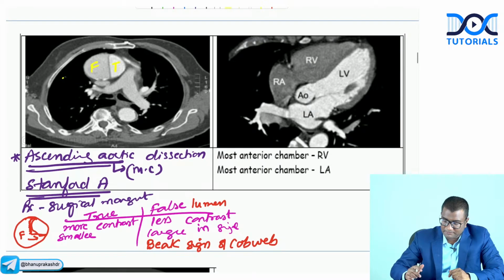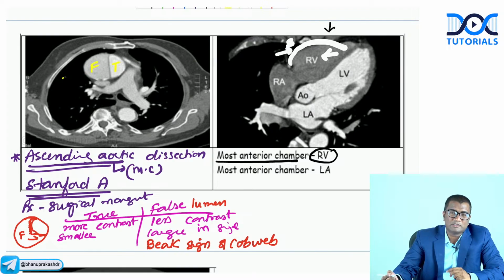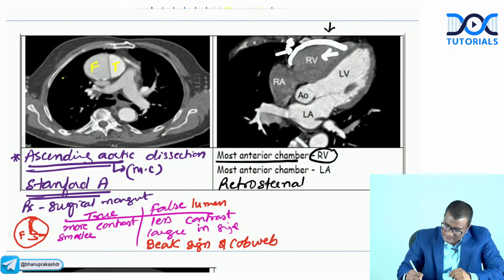Now let's come to the next image. You're looking at a CT anatomy of the heart. The most anterior chamber is the right ventricle. This is the sternum, and this is the right ventricle. Whenever the right ventricle enlarges, the retrosternal space will be lost. The retrosternal space is obliterated in cases of right ventricular hypertrophy.